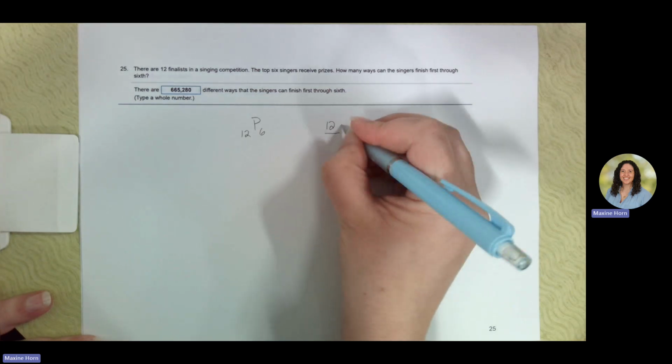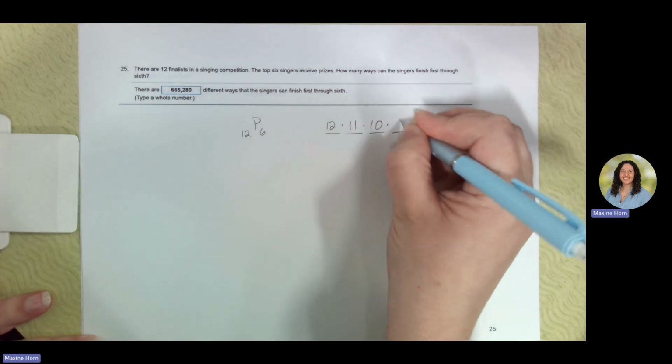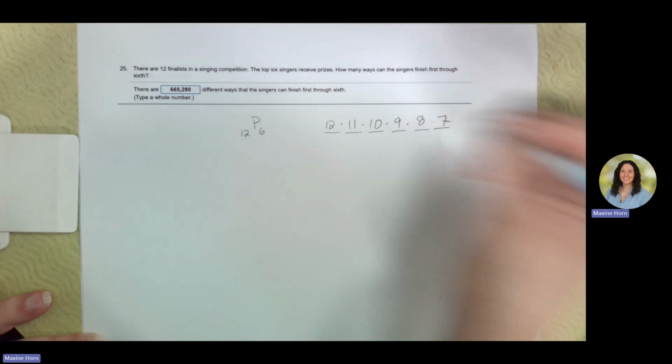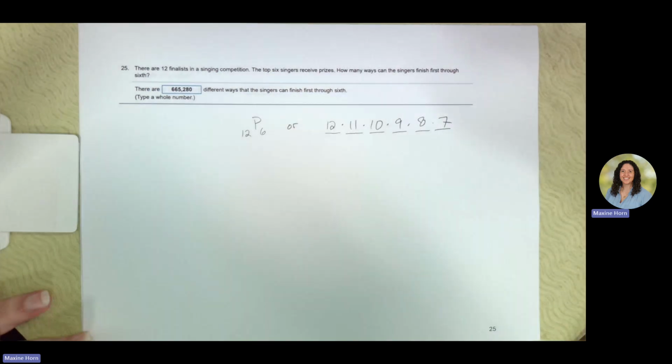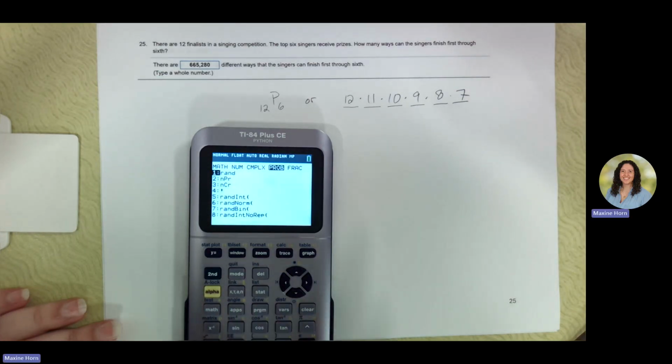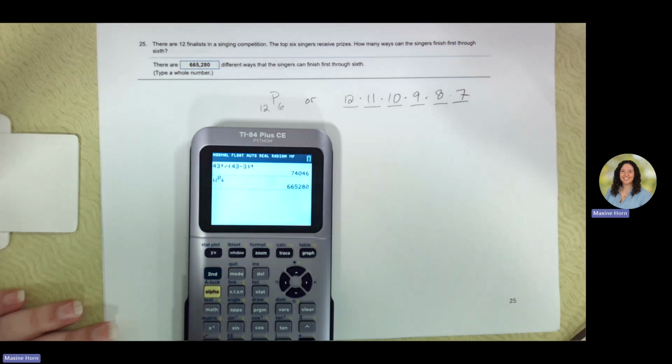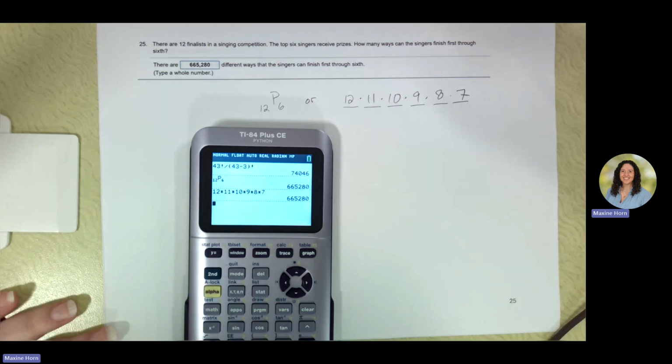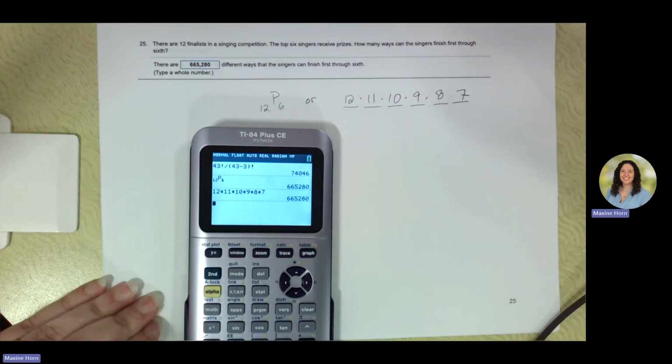Or you can think of it as 1, 2, 3, 4, 5, 6. And I'm going to do 12 people times 11 people times 10 people times 9 people times 8 people times 7 people. Right? You can do it either way. But whichever way you do it, here I'm going to type the 12 in first, and then I'm going to go math, and then 12p6. Either way you do it, you're getting 665,280, right? Really big numbers. But also I could do 12 times 11 times 10 times 9 times 8 times 7. I feel like that's more clicks. Or you could do it using the formula. But either way, you're going to get that same answer.